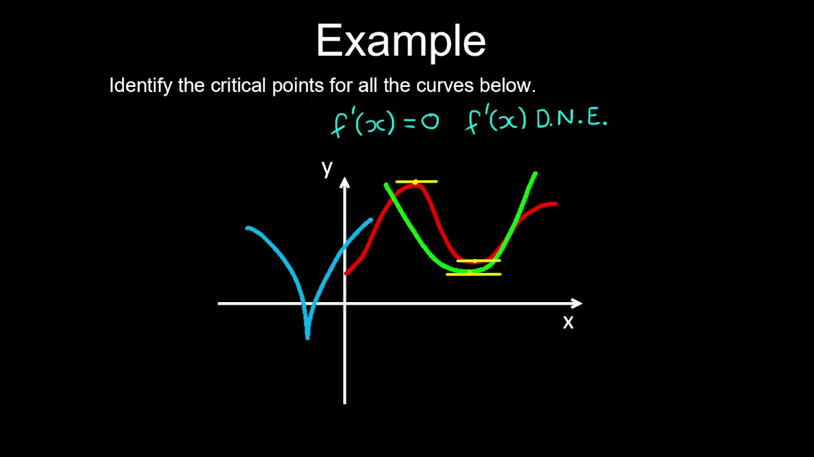And for this curve over here, we have a cusp. So in this case, the derivative is undefined, but we can see there's a change of direction. So therefore this is also a critical point.